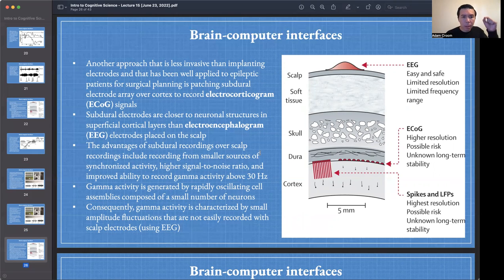Remember that the higher frequency activity is going to occur in lower neural circuits. So by getting deeper in there, we can have an improved ability to record that higher frequency activity, such as gamma activity above 30 hertz. Gamma activity is generated by rapidly oscillating cell assemblies composed of a small number of neurons. Consequently, gamma activity is characterized by small amplitude fluctuations that are not easily recorded with scalp electrodes using EEG.